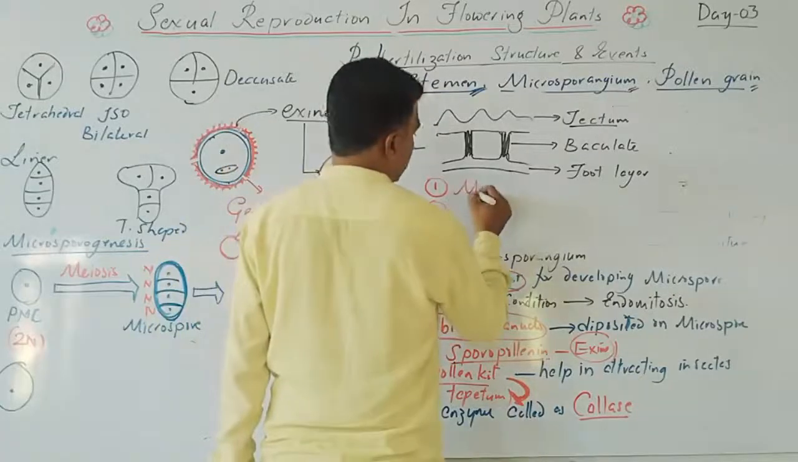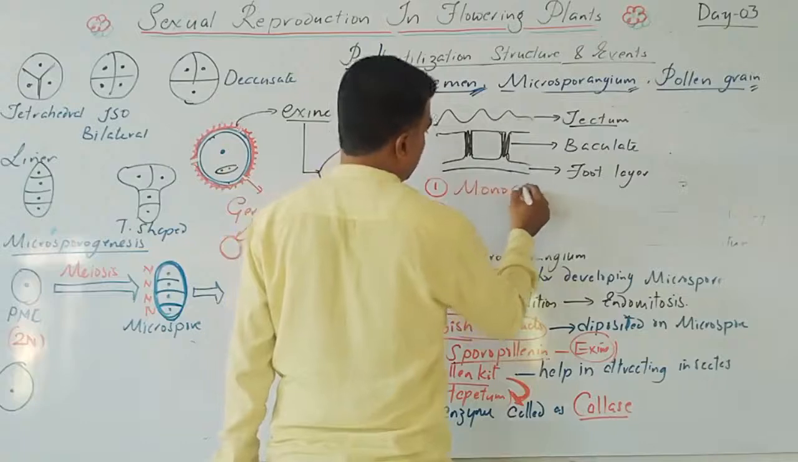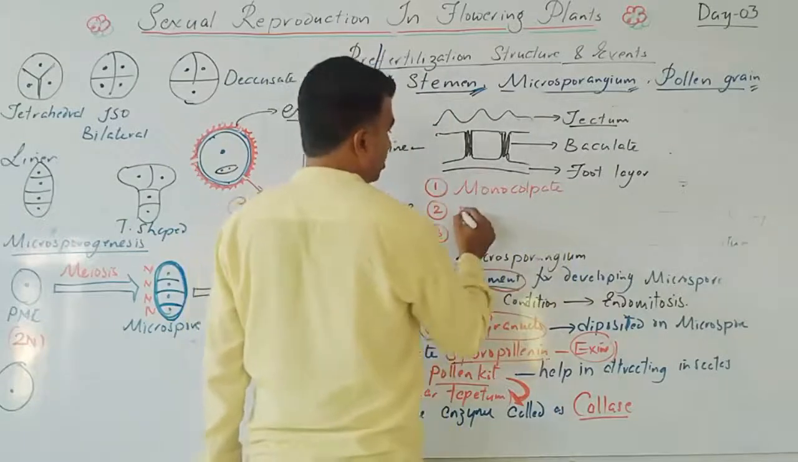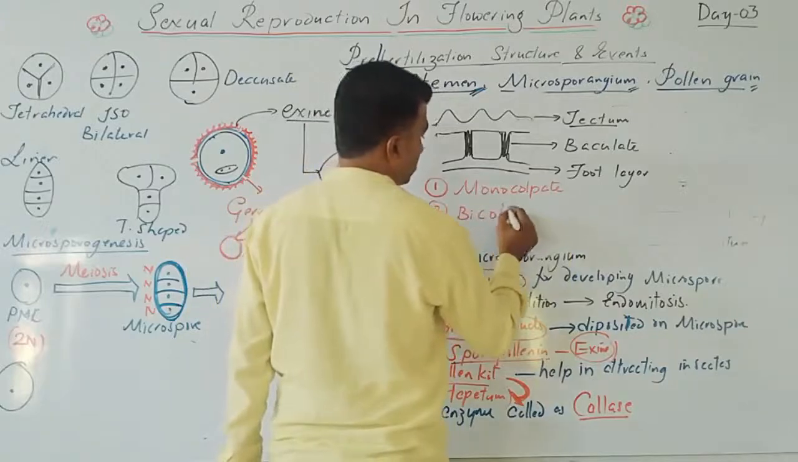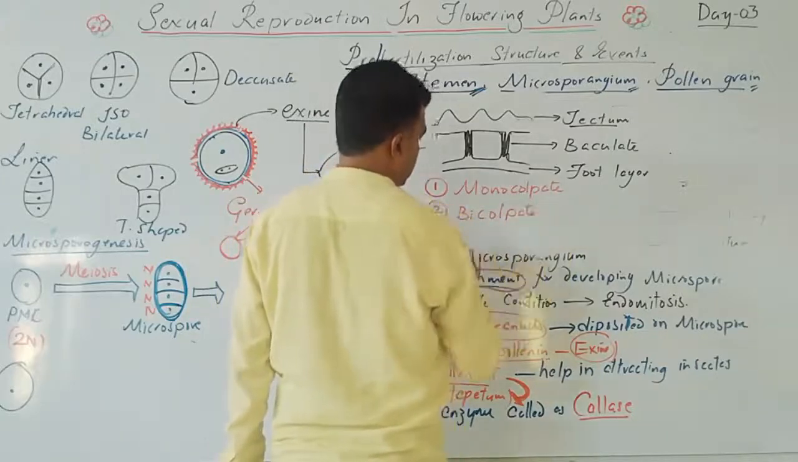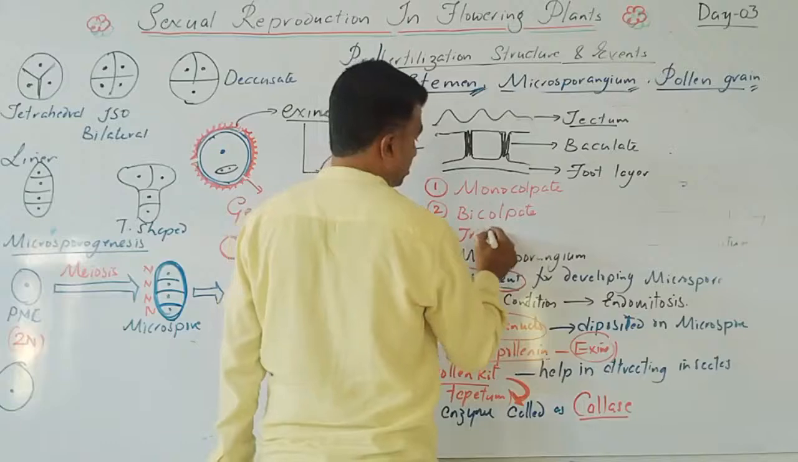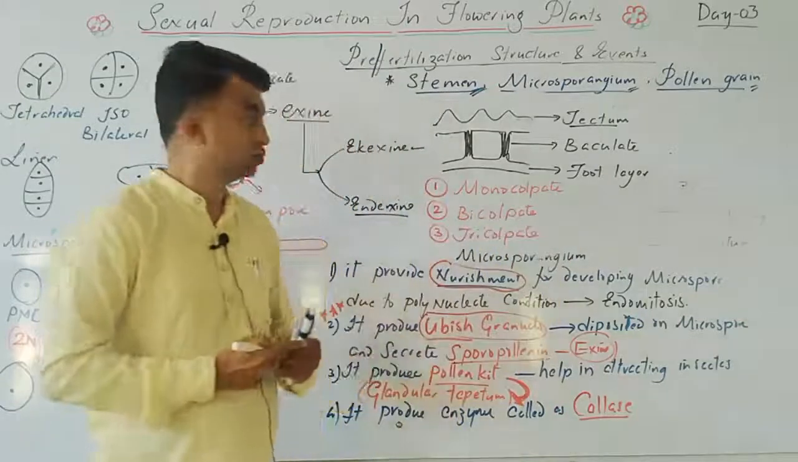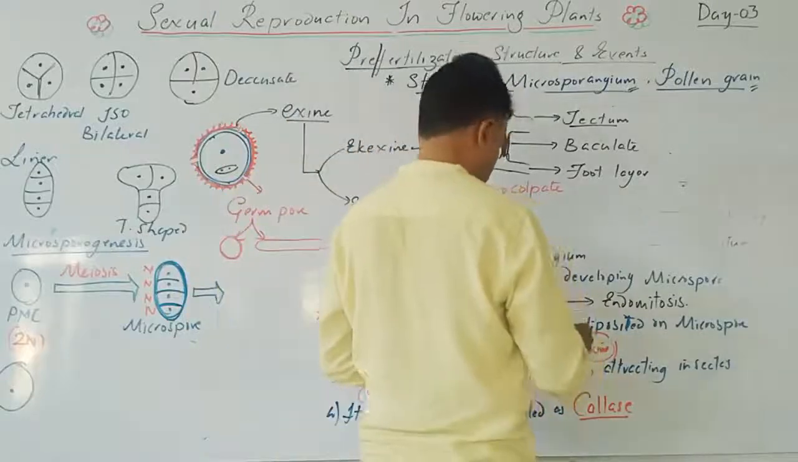if only one germ pore is there, that is monocolpate. If two, bicolpate. If three, tricolpate. So monocolpate is usually seen in the monocots.